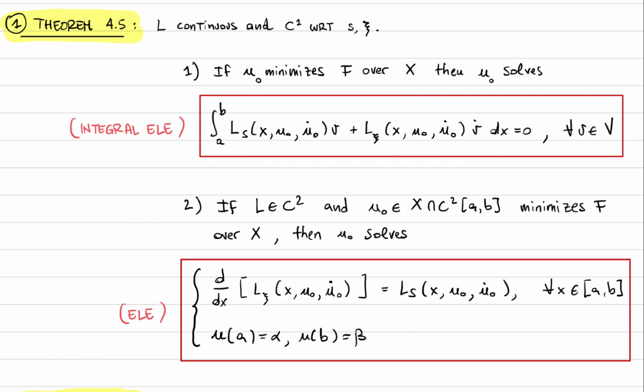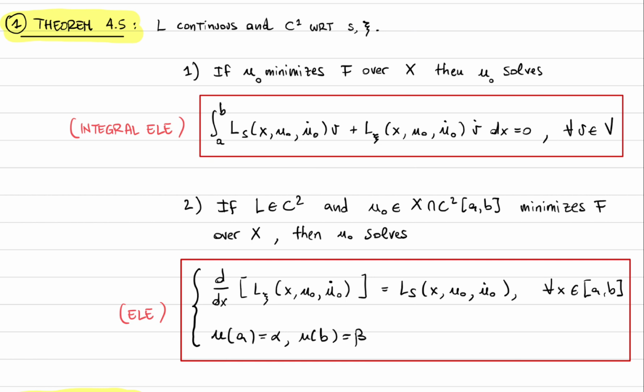So it's the integral from a to b of the partial derivative with respect to s of the Lagrangian, computed at u0, times v, plus the partial derivative with respect to psi of the Lagrangian computed at u0, times v dot. And this is equal to 0, and it holds for all v in the test functions V. So meaning the C1 functions which are 0 at the boundary.